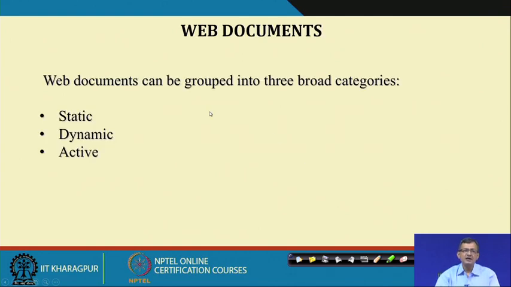Typically, web documents can be grouped into three broad categories. One is static: you request and get the page. One is dynamic: you request, get something executed and get the page. One is active, which is on your side of the browser, where you do some checking, authentication, or some processing at the browser end.